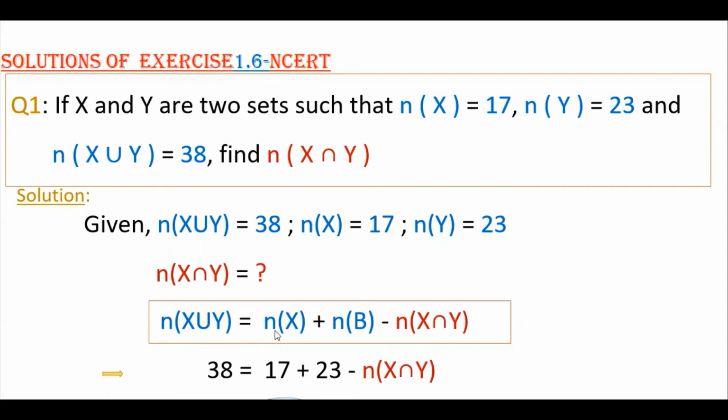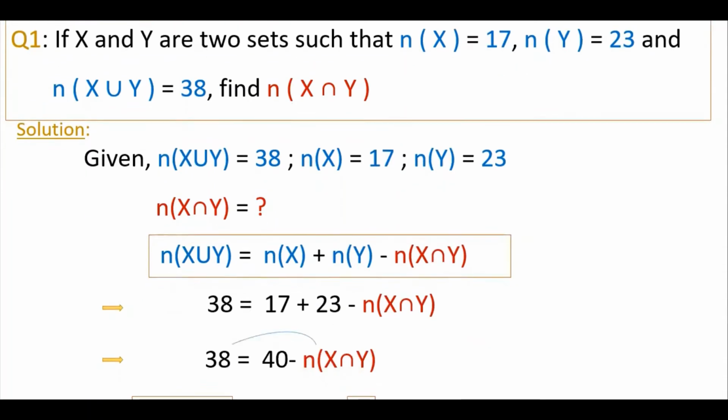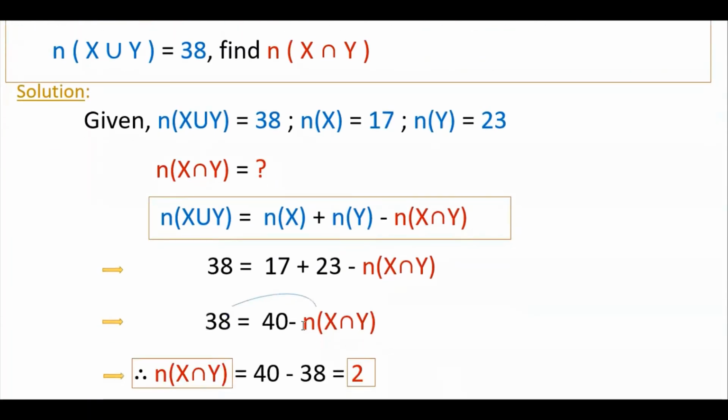n(X ∪ Y) = n(X) + n(Y) − n(X ∩ Y). Then if you substitute all the given values, you will find n(X ∩ Y) = 40 − 38, that is equal to 2. So this value is 2.